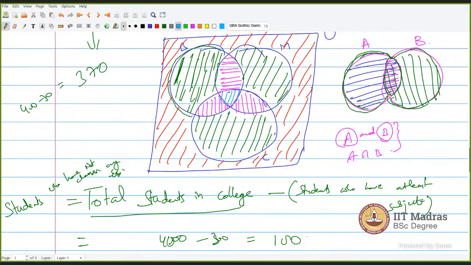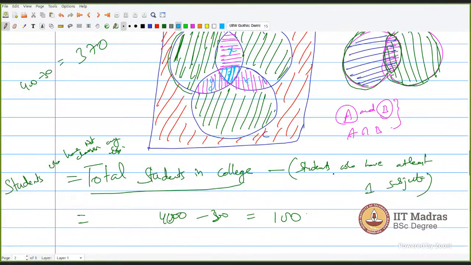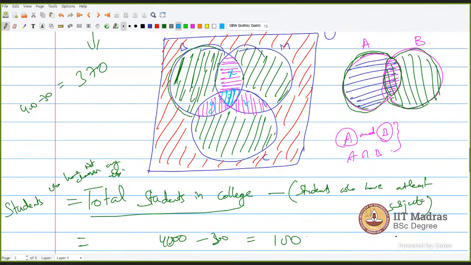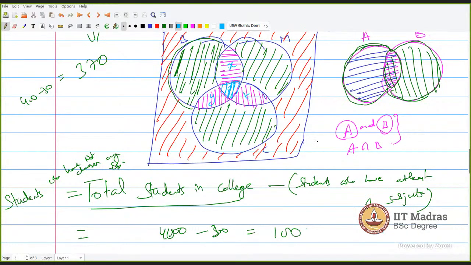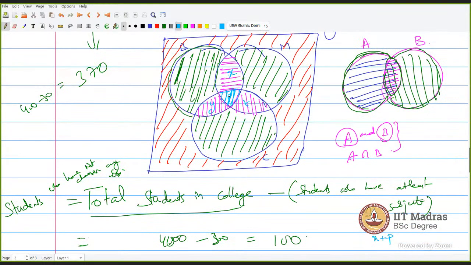So actually, what you are doing is you are adding this purple region, this purple region, this purple region with this light blue region 3 times. That is what the cardinality of B intersection M plus B intersection C plus C intersection M gives you. That 200 is actually, if I say X, Y, Z, and P, the cardinality of B intersection M will be X plus P. This is X and this is P.